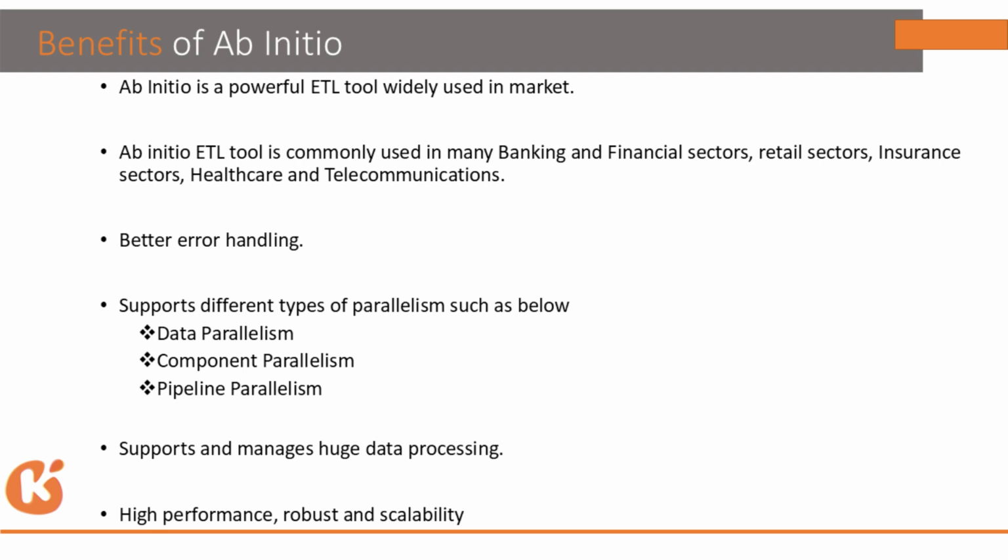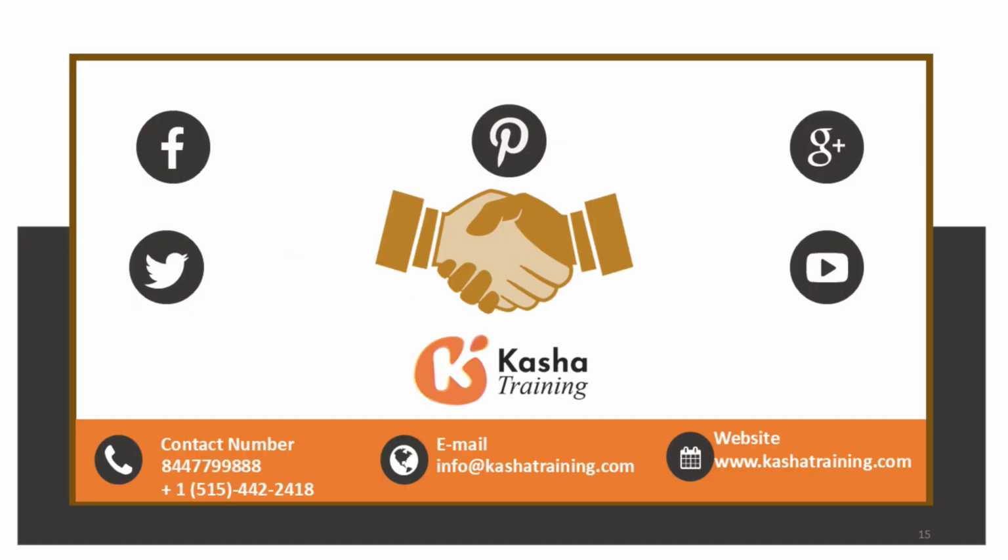We also have a better support system, and almost 99% of banks in the US, Europe, and Australia are using Ab Initio. Almost every bank in these countries uses it, and with Ab Initio you can get very high performance. It's very robust and very scalable. We can build very heavy transformations using Ab Initio.